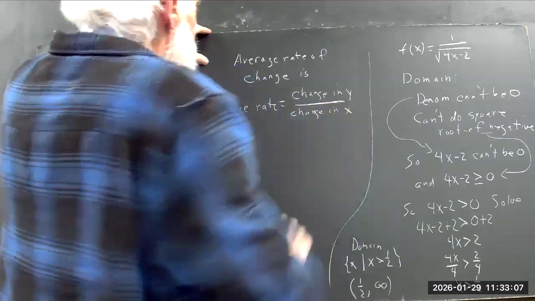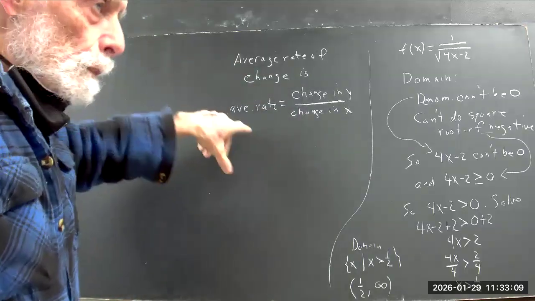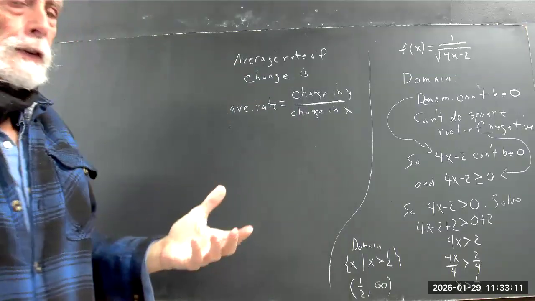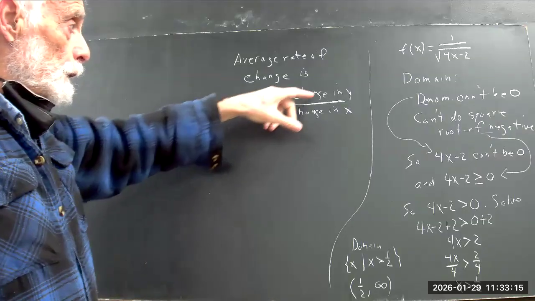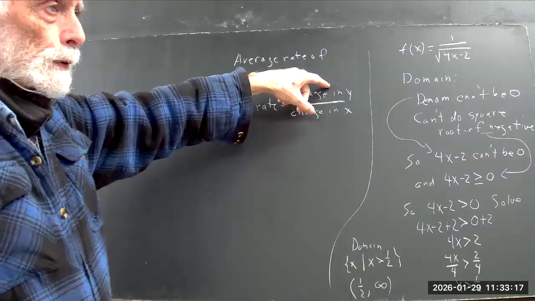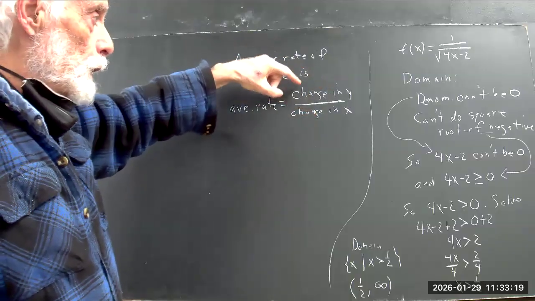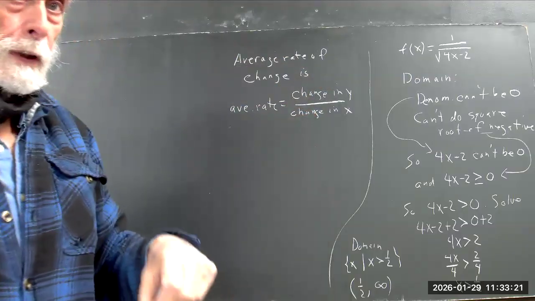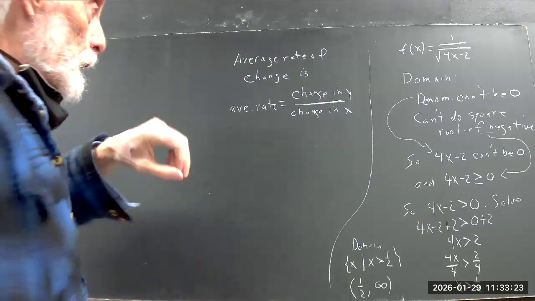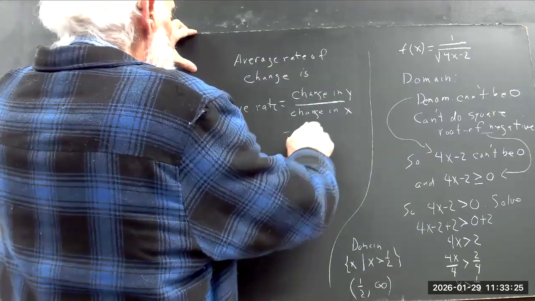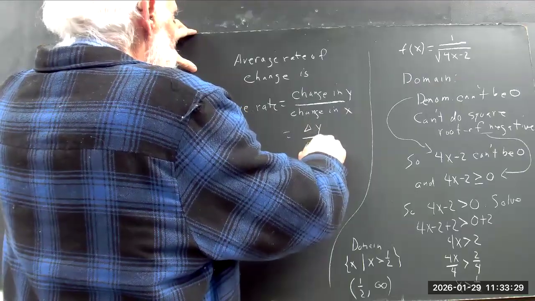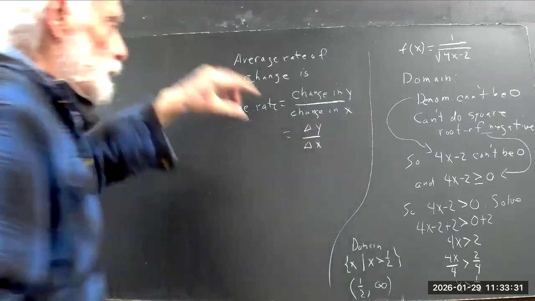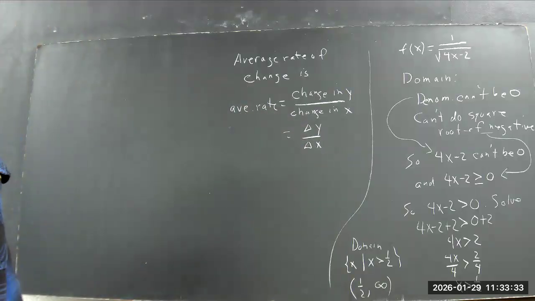Now, this is a very abbreviated statement. I gave you a more detailed statement a week ago. But average rate of change is, for your purposes here, for the most part, change in y divided by change in x. And that can be written as delta y over delta x. Delta in front of something means the change in that thing.